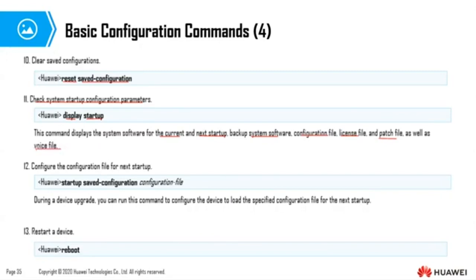So we are going to see that just now. Configure the configuration file for the next startup. Sometimes we might want to use a different configuration file when we restart the device. So the command is startup saved-configuration. Then you give it the name and the location of the file that you want to be used during the next startup. Then if you want to restart a device, for example, you've specified the configuration file that you want it to run in the next startup. So you can force the startup by rebooting your device using the command reboot.